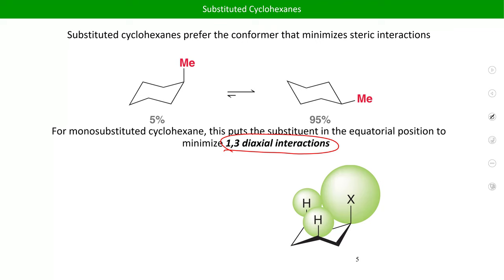So when we have what they call a monosubstituted cyclohexane, this puts the substituent in the equatorial position. Oh, it's okay. That one's the classroom phone.